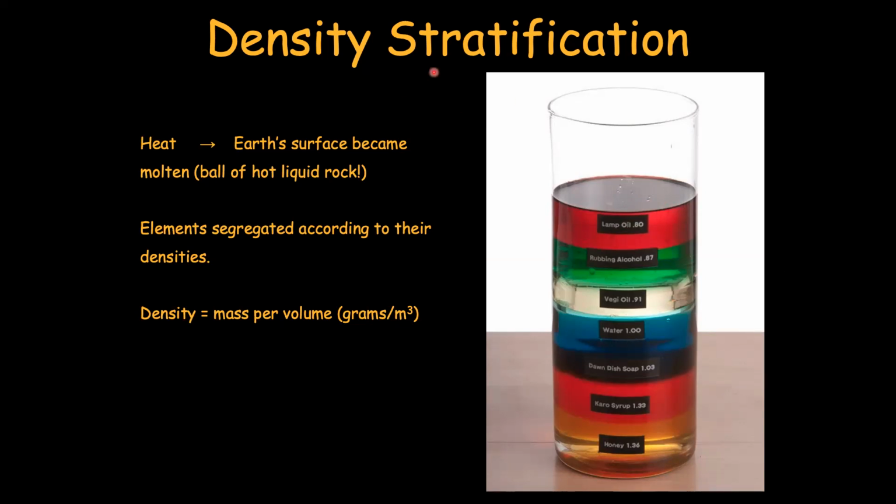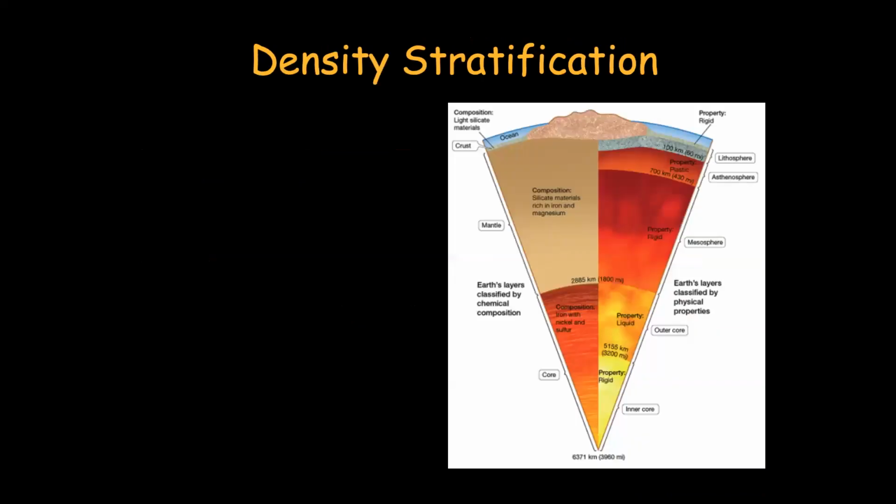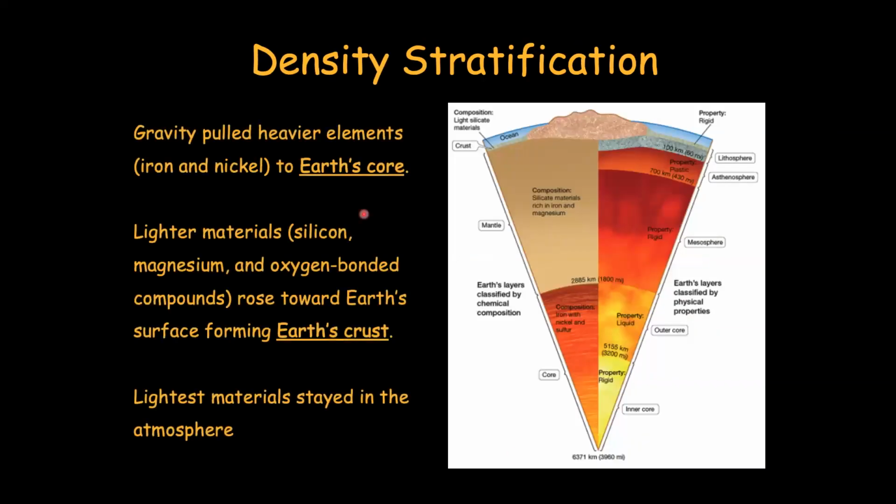During the density stratification of Earth, gravity pulled the heavier and denser elements, such as iron and nickel, to Earth's core. The lighter materials, silicon, magnesium, and oxygen-bonded compounds, rose towards Earth's surface, forming Earth's crust. The lightest materials stayed over the atmosphere.